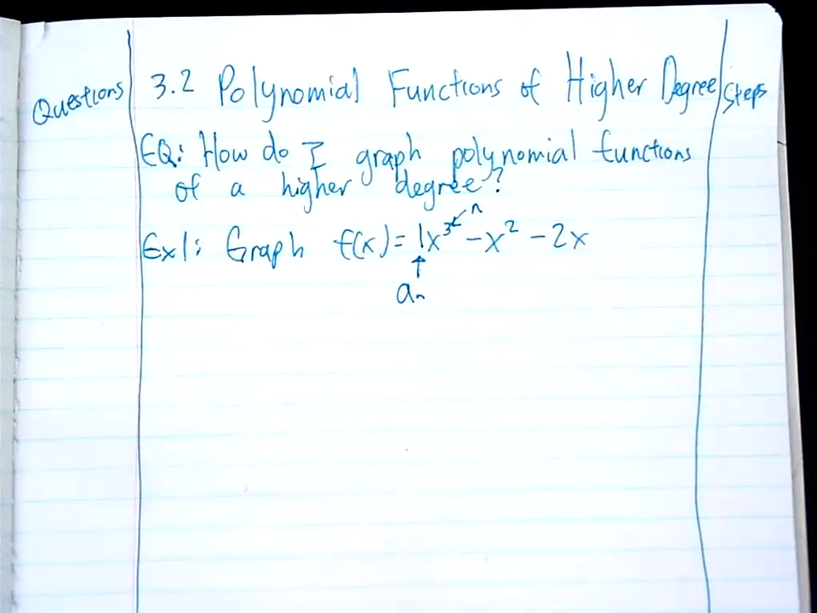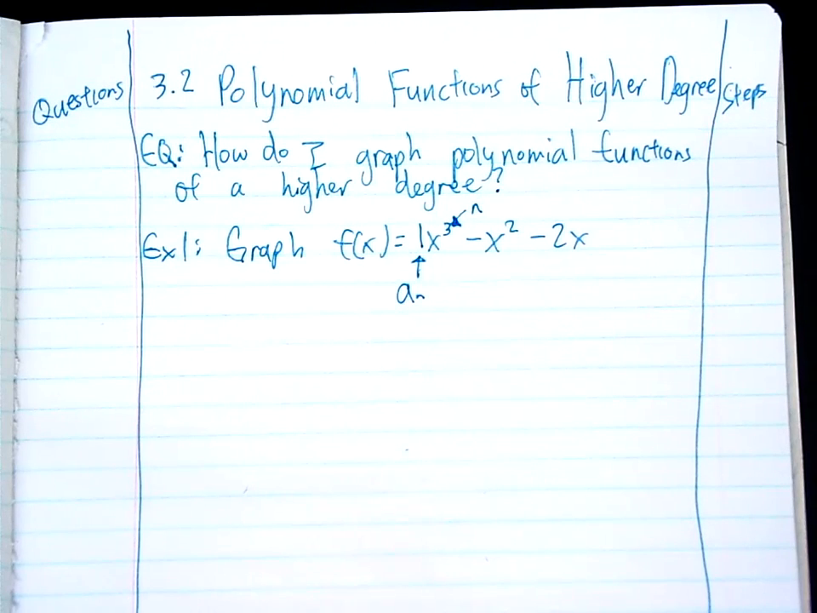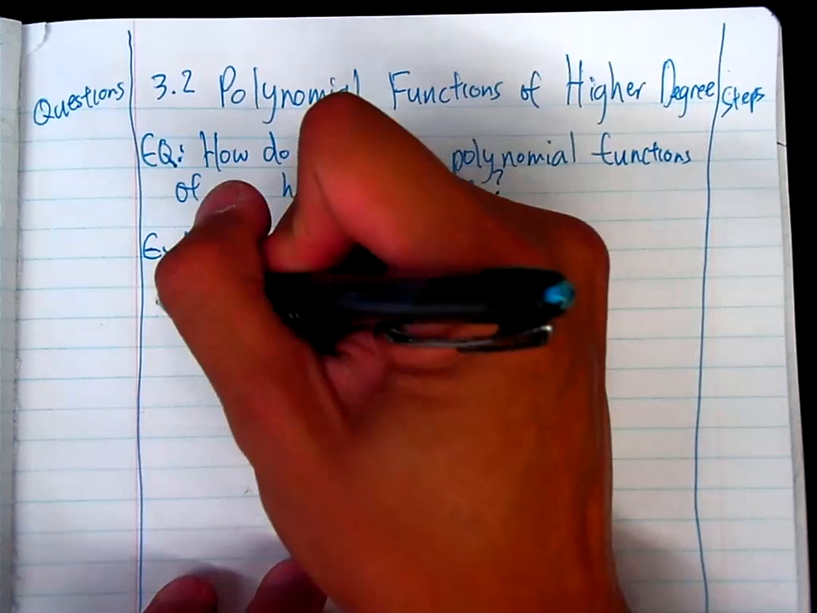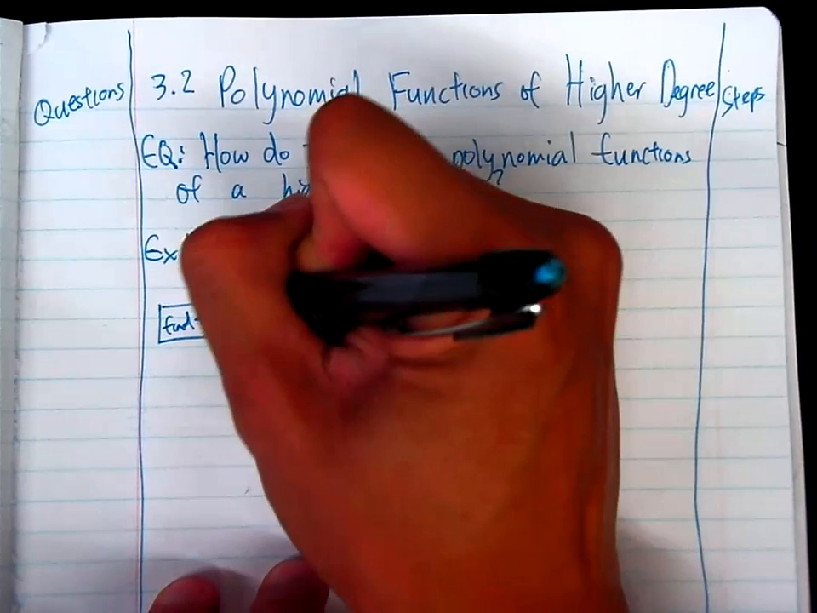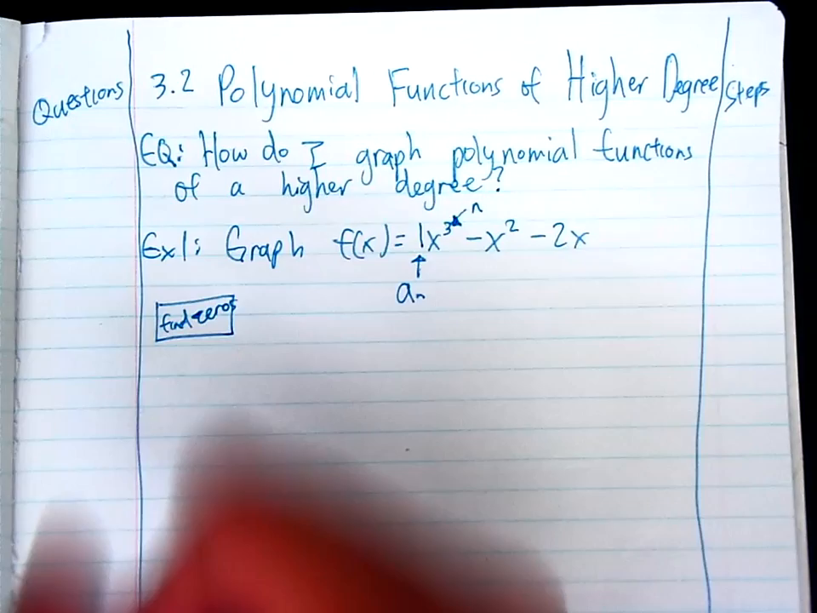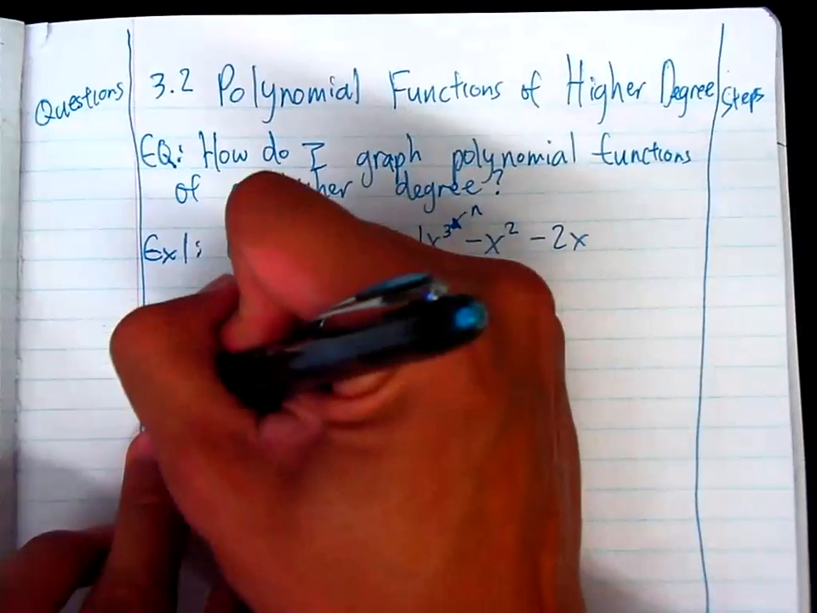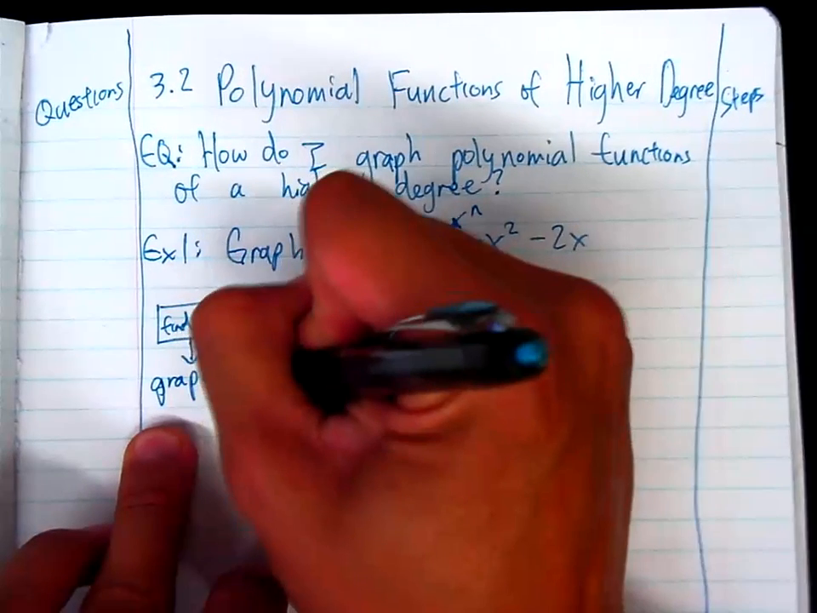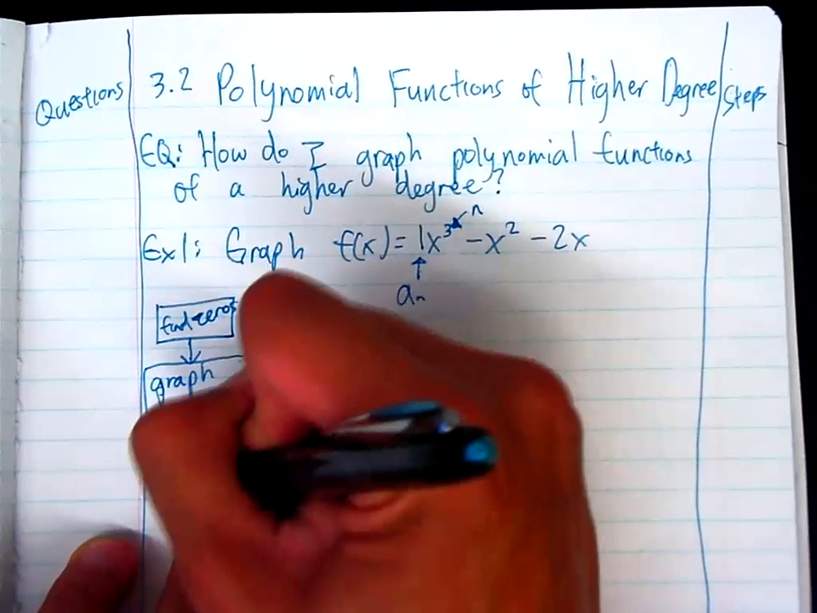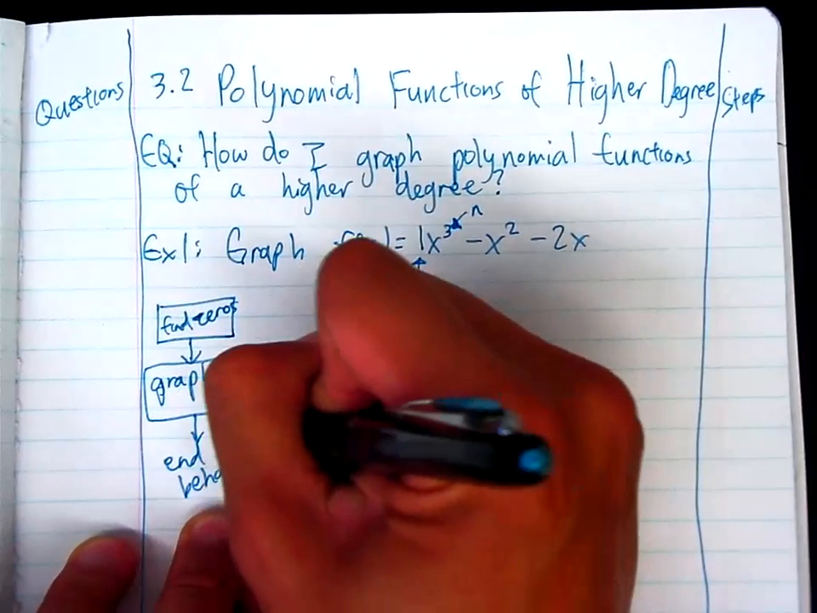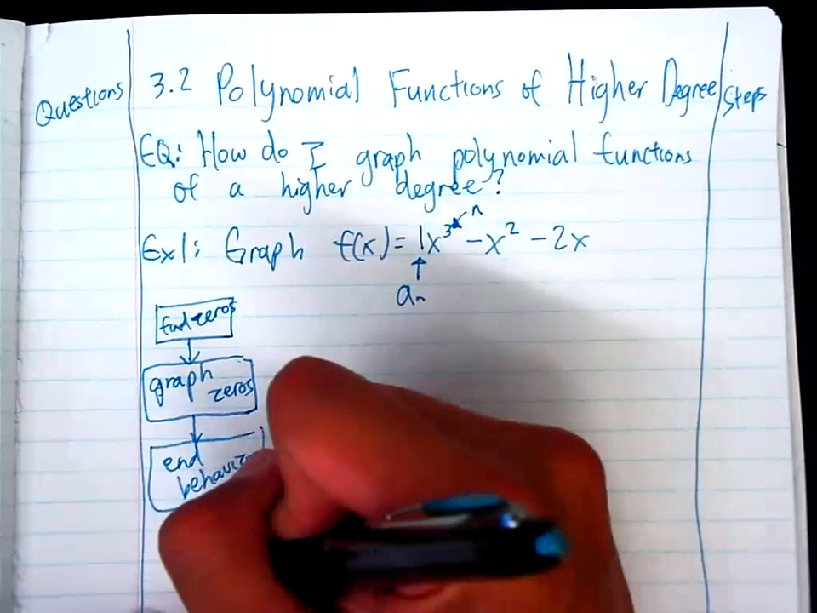Okay, so it's very important to understand where n is and where a sub n is. And then after that, we just start graphing. So the first thing we're going to do is find the zeros. Okay, after we find the zeros, we're going to graph the zeros. Okay, after we graph zeros, we're going to do the end behavior. And after end behavior, we'll graph the in-between points.